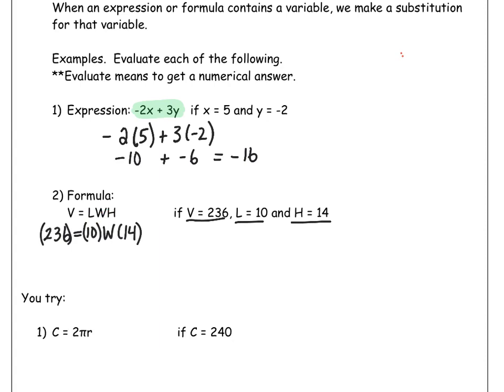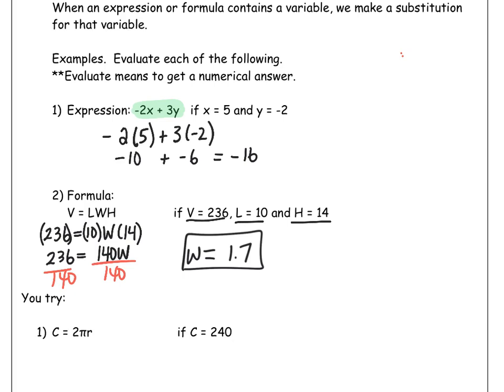You can multiply in any order that you want. So I talked about this in the last outcome as well. On this right-hand side here, I like to multiply the things together that I can. So I'm going to multiply 10 and 14 together, which will give me 236 is equal to 140 W. Now I'm down to a one-stepper. So divide by 140. And you end up with W is equal to 236 divided by 140, which is 1.7. Okay, pause the video now, try the examples below, come back and check your answers.